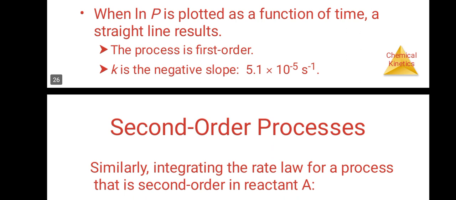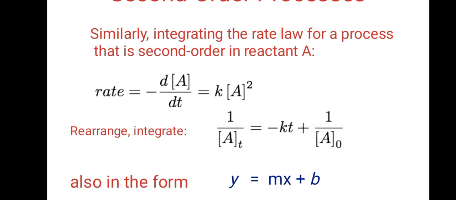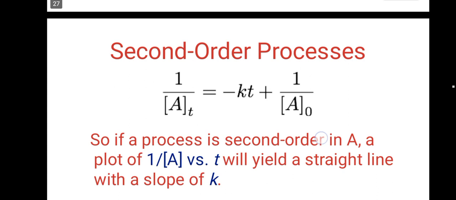For second order processes, I don't want you to master this. The only equation that I want you to know is this. This is the equation that we'll be using for second order processes: 1 over concentration of A at some time equals the constant K plus 1 over the concentration of A at time zero, that's the initial time. So if a process is second order in A, a plot of 1 over A versus t will yield a straight line with a slope of positive K. So this particular equation also obeys y equals mx plus c. But for this one, you expect the slope to be positive.